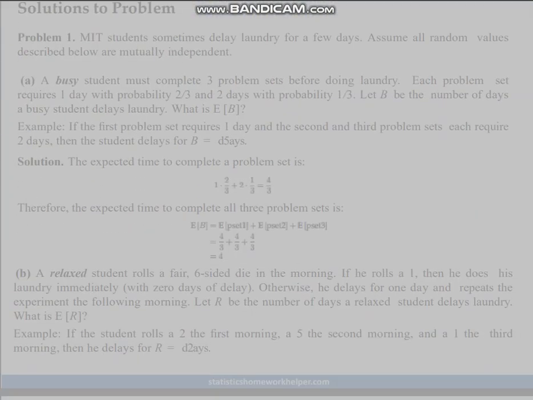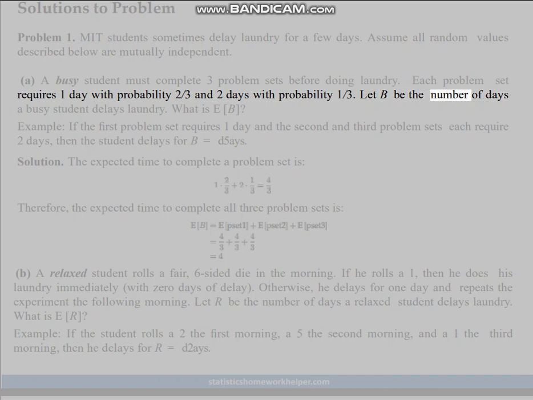Solutions to problems. Problem 1. MIT students sometimes delay laundry for a few days. Assume all random values described below are mutually independent. A. A busy student must complete 3 problem sets before doing laundry. Each problem set requires 1 day with probability 2/3 and 2 days with probability 1/3.